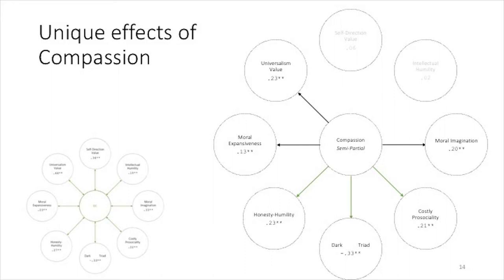So openness alone doesn't get us what Enlightened Compassion does. Neither does compassion, in a different way. So self-direction and intellectual humility drop out. The black arrows drop in degree. The pro-social ones are retained.